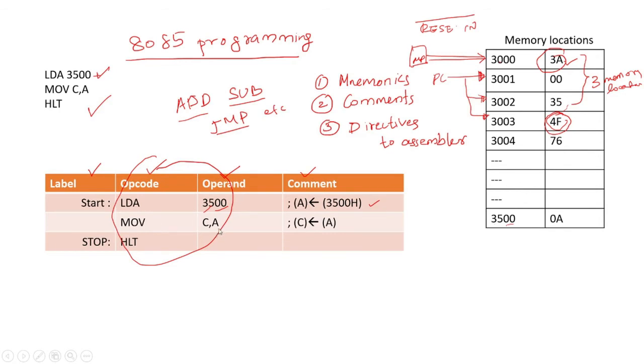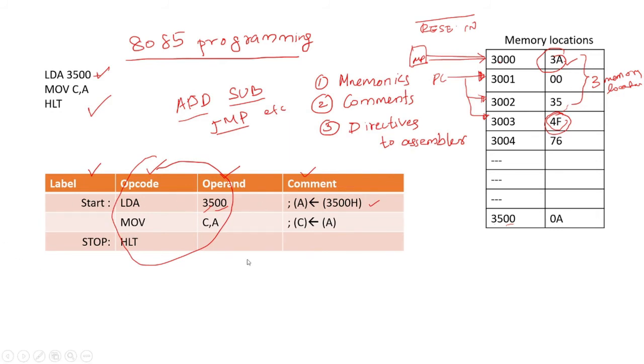What is to be moved? The content of accumulator is moved into C register. So after execution of this instruction, whatever be the content of accumulator, that is transferred into C register. So our task is over. After completing the task, we can stop the program. For that, we can have an instruction known as halt. Halt is the last instruction in all 8085 programs.